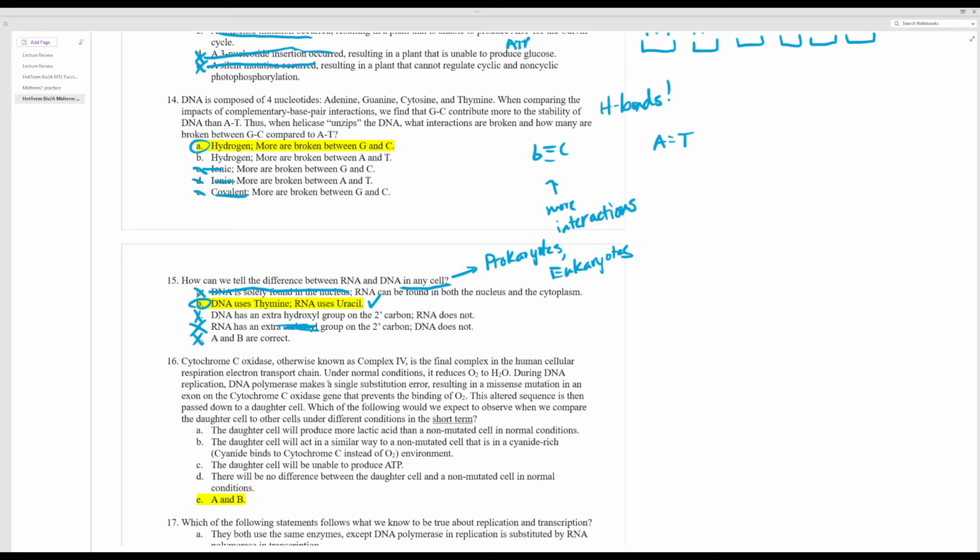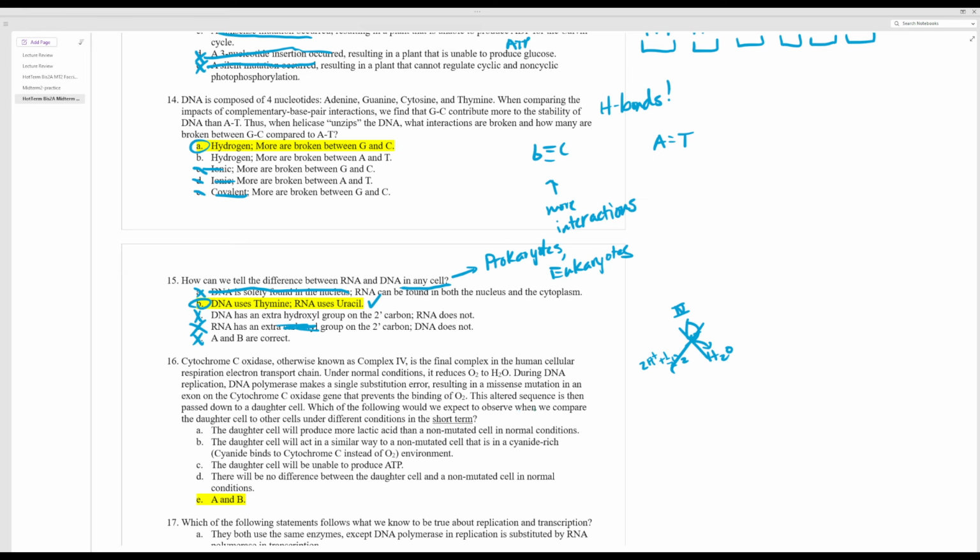Anyways, cytochrome C oxidase, otherwise known as complex 4, is the final complex in the human cellular respiration electron transport chain. Under normal conditions, it reduces O2 to H2O. During DNA replication, DNA polymerase makes a single substitution error, resulting in a missense mutation in an exon on the cytochrome C oxidase gene that prevents the binding of O2. So in other words, the final reaction in the ETC, where you have complex 4, O2 going to H2O with the electrons, this reaction does not happen. O2 cannot bind to complex 4, so there's not going to be any reaction taking place. This altered sequence is then passed down to a daughter cell.